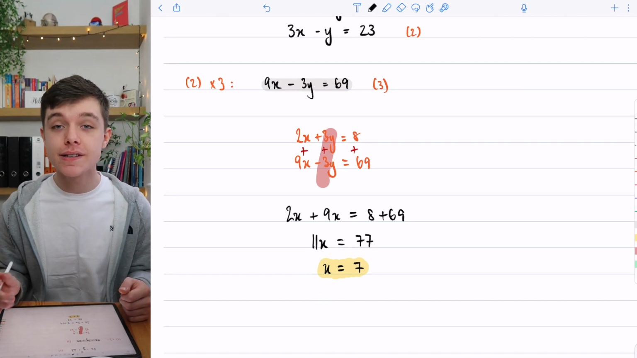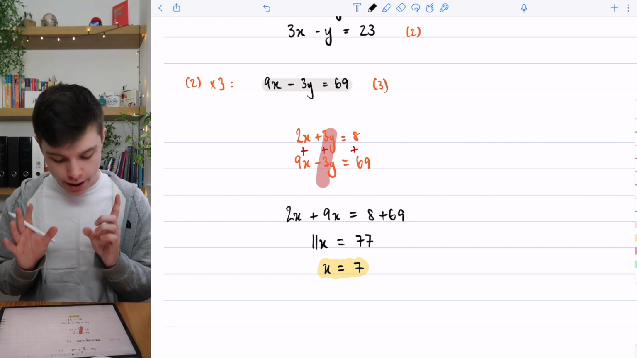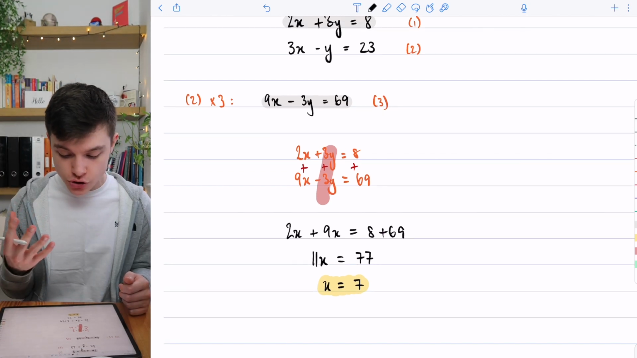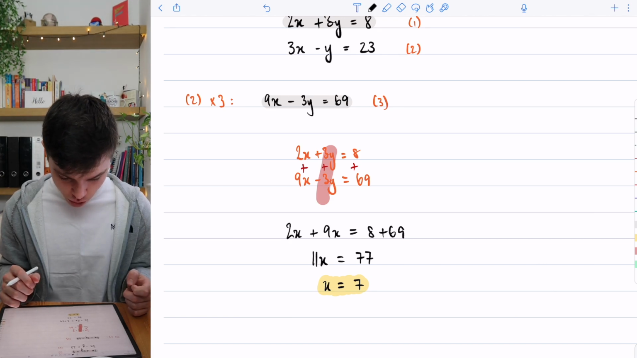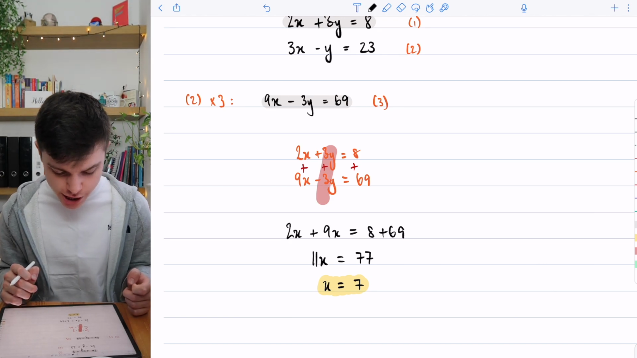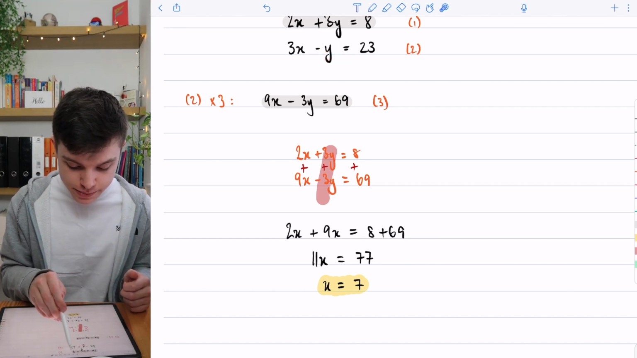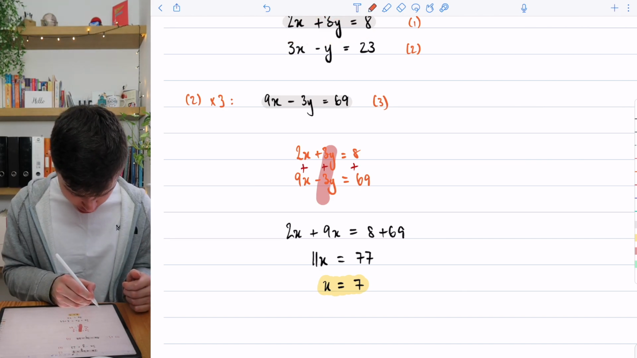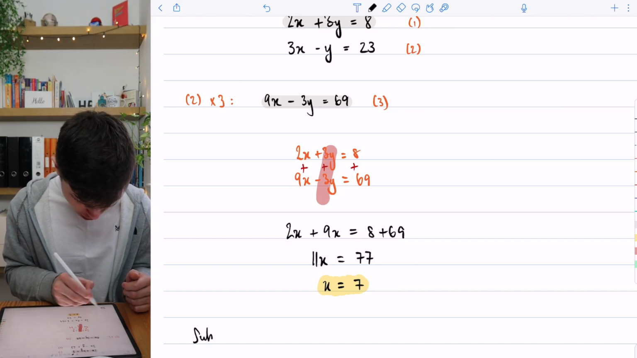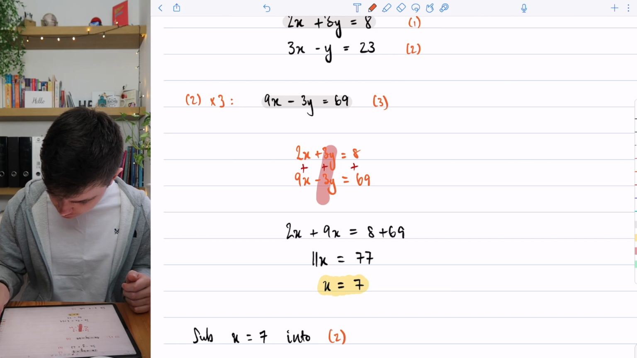Now what we need to do is solve for the variable that we eliminated, because we've got our value for x, we need a value for y as well. So I'm going to substitute that into either equation 1 or equation 2. In this case, I'm going to do equation 2. There is a minus here, but I'm not too bothered about that because the numbers are a little bit smaller than in here, apart from this 23. So I'm going to substitute it into equation 2. Okay, so sub x is equal to 7 into 2. And that will give us this.